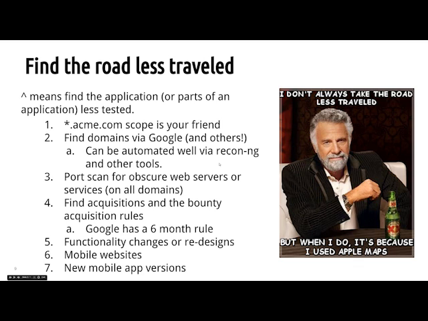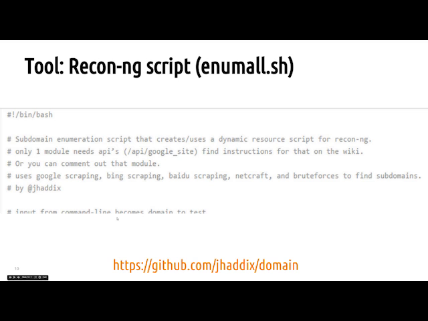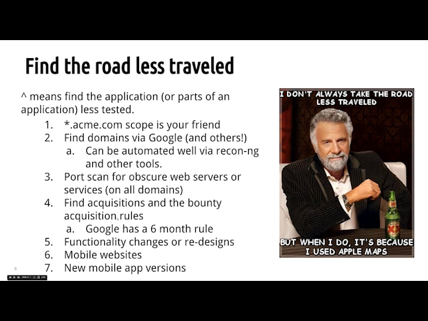You also want to make sure for all of these new subdomains that you find, you do a port scan for them for obscure web servers or services in all these domains. And then you want to go through public data and try to find out if your company has had any acquisitions in the recent history of the company, right? So this one's actually pretty neat. Google has a 6-month rule, I believe, maybe, on incorporating sites or companies that it acquires into its bug bounty program.